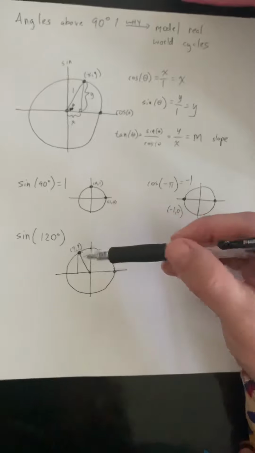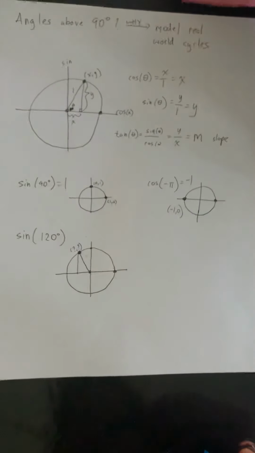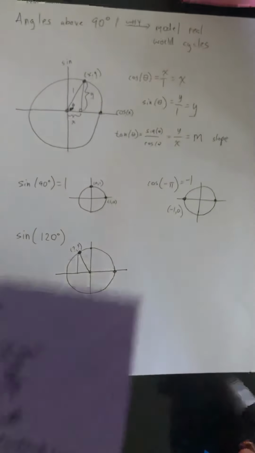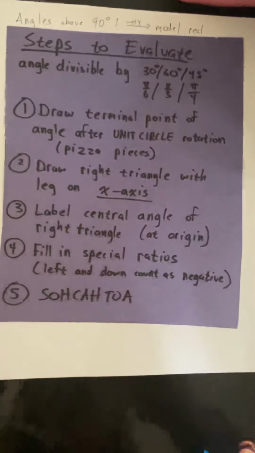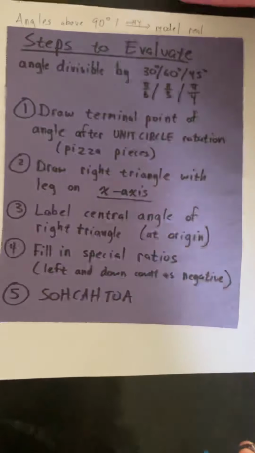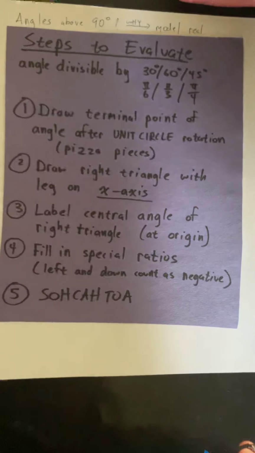Okay, I have some steps for us here, steps of a process, and we've already done some of them, so I'm just going to show them to you. I've already written them down. These are the steps to evaluate, so let's go through them. Specifically, if you got an angle divisible by 30, 60, or 45, also known as something divisible by pi over 6, pi over 3, pi over 4, the radians versions of 30, 60, and 45. How do you know if it's in radians? Just look at the denominator.